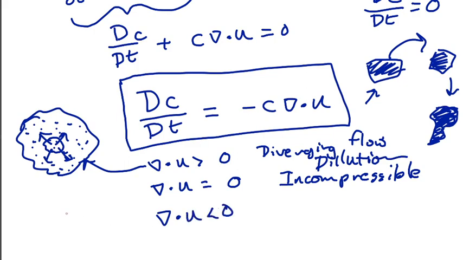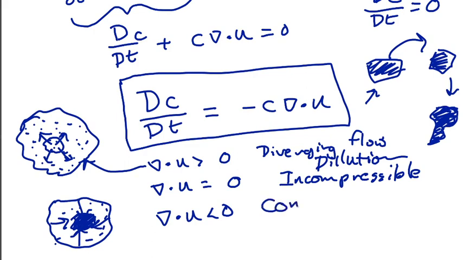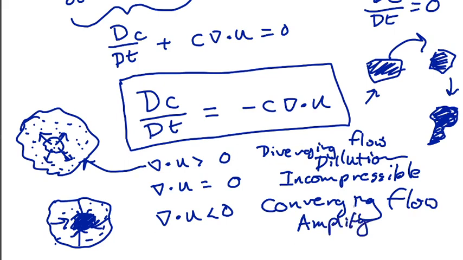The alternative is that we have div u less than 0. This would be a converging flow. So now we've got some boundary of c, and the flow shown by the arrows here is everywhere inwards. Now it's a converging flow, and you take something that's dilute and diffuse and you smash it down into a tight little ball. That's a converging flow, and in a converging flow, we're going to amplify our scalar variable c by the actions of the flow.